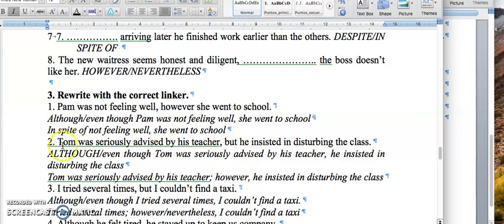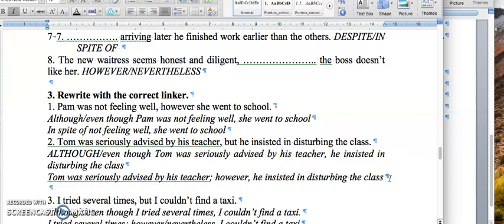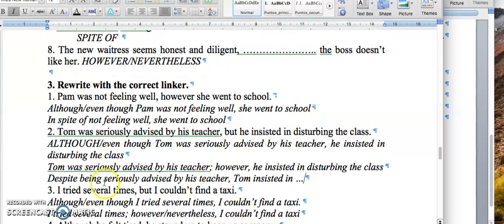Este es Tom. Ah, no, sí, no, se podría usar, ¿vale? Es decir, quedaría así, perdón. Despite being seriously advised by his teacher, Tom insisted in disturbing. ¿Vale? Ponemos Tom para saber exactamente a quién se refiere ese he. Pero sí se podría usar, ¿vale? Porque es el mismo sujeto.